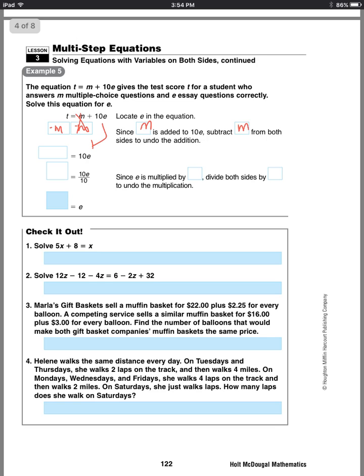That cancels our m's and our 10e comes straight down. Now t and m are not like terms, so it's t minus m. Okay, so now we have t minus m equals 10e. Well, e is still not by itself, but it's a coefficient and a variable. So e is being multiplied by 10, right? Because the variable is always multiplied by the coefficient. So we're going to divide by the coefficient, which is 10. T minus m over 10. So we cancel those out, and that leaves us with just e. So e equals t minus m divided by 10. Okay?